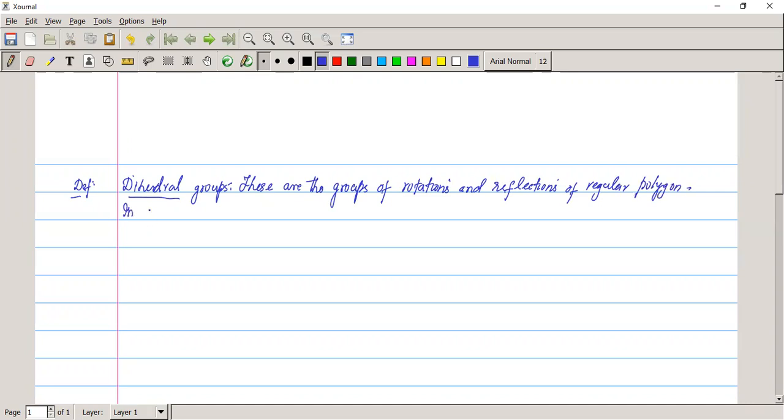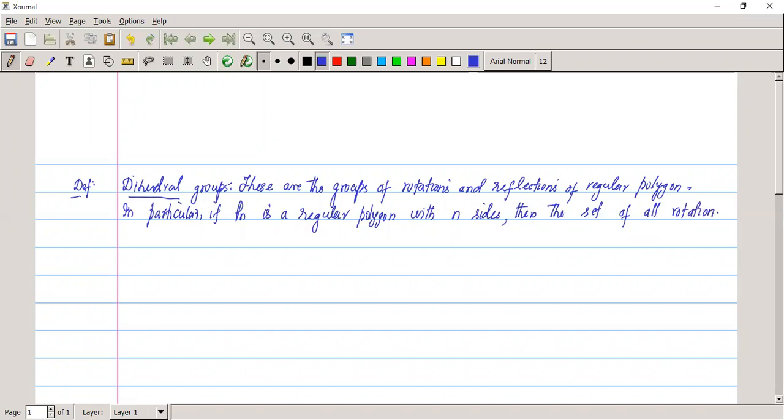So in particular, if Pn is a regular polygon with n sides, then the set of all rotations and reflections of Pn forms a group. And we call this group a dihedral group.